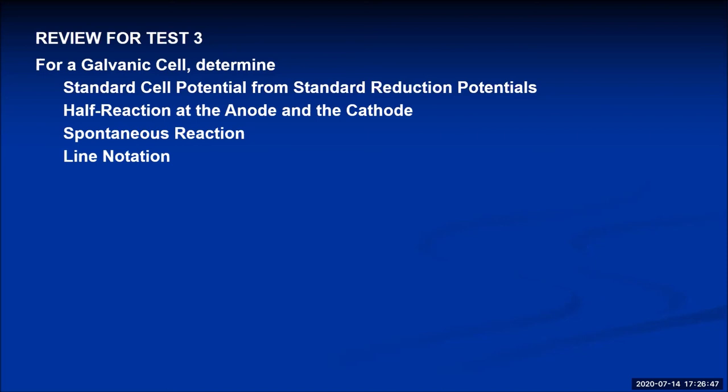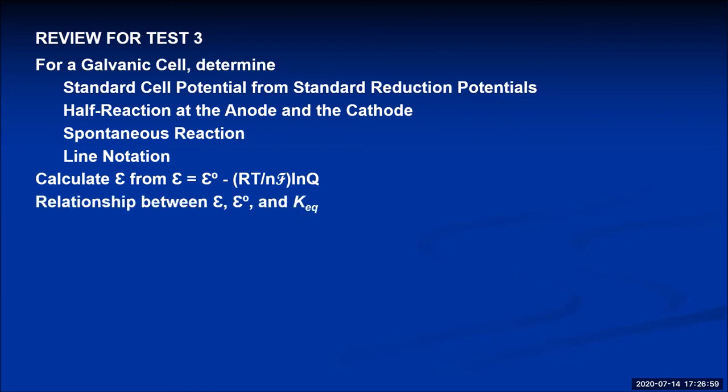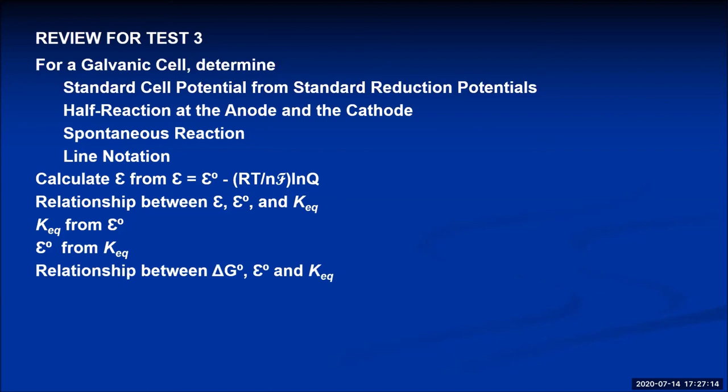For galvanic cells that are not under standard conditions, I would like you to be able to calculate the voltage of a non-standard cell from the Nernst equation, E equals E naught minus RT over nF natural log of Q. So from this, I want you to know the relationships between E, E naught, and the equilibrium constant, and that should allow you to calculate an equilibrium constant from a standard voltage or a standard voltage from an equilibrium constant. And then we also talked about relationships between delta G naught, E naught, and the equilibrium constant, and I'd like you to be familiar with those as well.